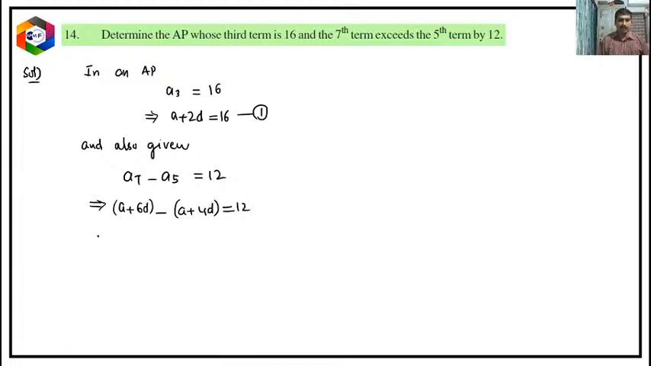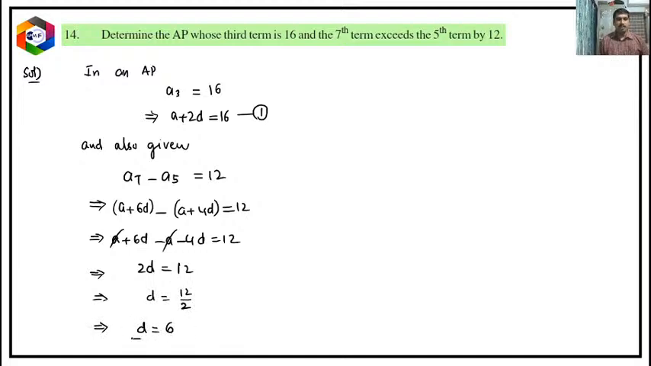Now let us subtract. While subtracting, to whichever value we are subtracting, the additive inverse should be added. That means signs will change. So a plus 6d minus a minus 4d is equal to 12. Now plus a and minus a get cancelled. Now 6d minus 4d is equal to 2d. 2d is equal to 12. The value of d is 12 by 2, which is equal to 6. Now we got the value of d as 6.